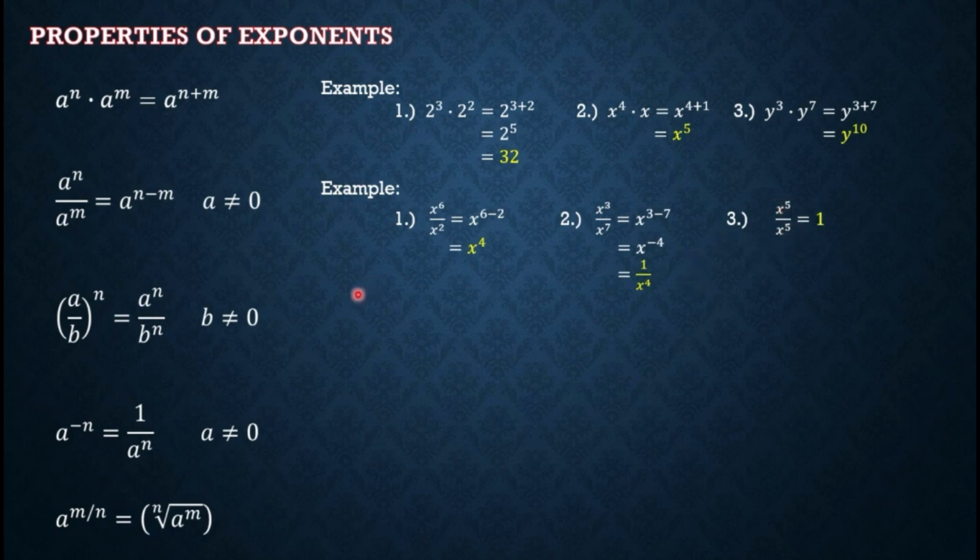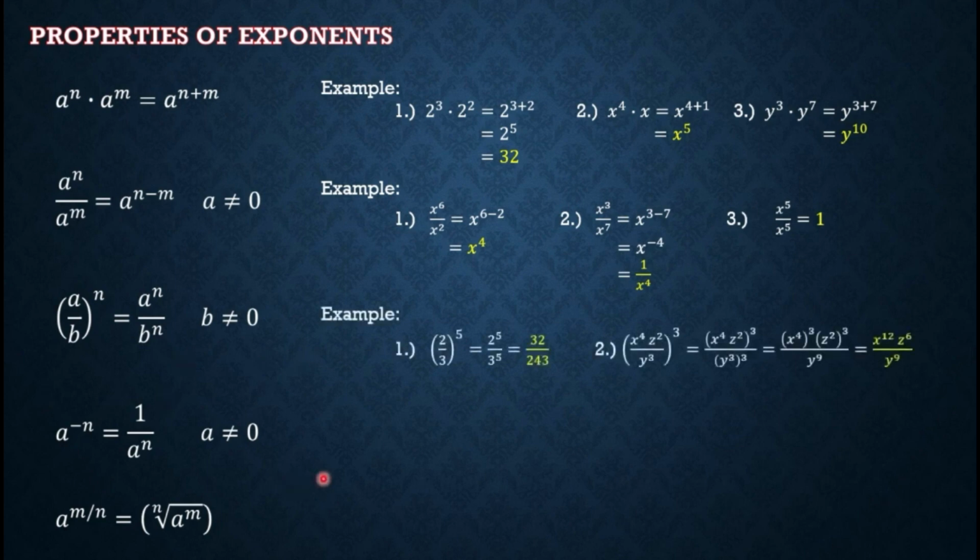Another theorem: quantity a over b to the power n is equal to a to the power n over b to the power n, where b is not equal to 0. If it is 0, it is undefined. For example, quantity 2 over 3 to the power 5 is equal to 2 to the fifth over 3 to the fifth, and the result is 32 over 243. Quantity x to the power 4 multiplied by 3, z squared multiplied by 3, over y to the power 9. So the result is x to the power 12, z to the power 6 over y to the power 9.